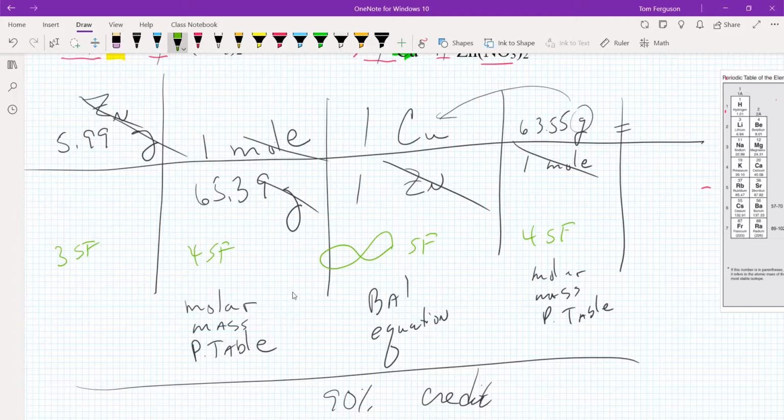So it's going to be 5.99 times 1 times 1 times 1 times 63.55, divided by 65.39, divided by 1, divided by 1. Okay, so our answer is 5.82.